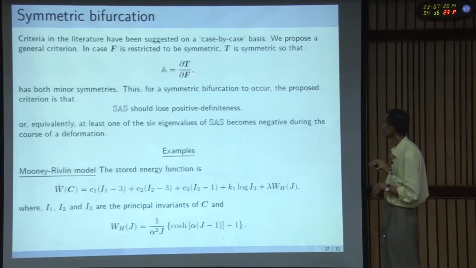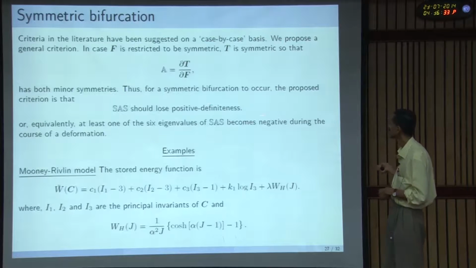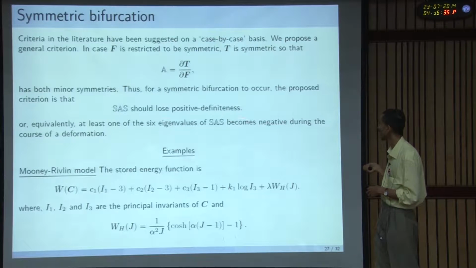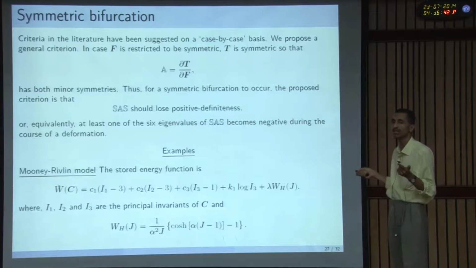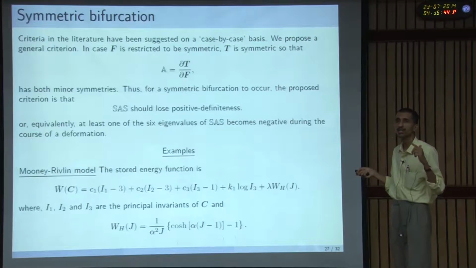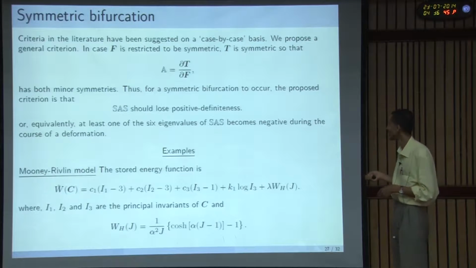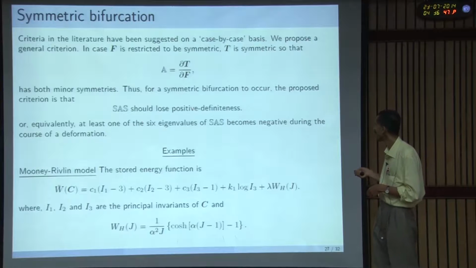And so we propose this criterion, where A is the first elasticity tensor. These are tensors because F is symmetric and so on. So this should lose positive definiteness, or equivalently one of the 6 eigenvalues should become negative during the course of a deformation. Now again, the way to check this is to check it against the earlier predictions from the literature, whether it actually loses positive definiteness.